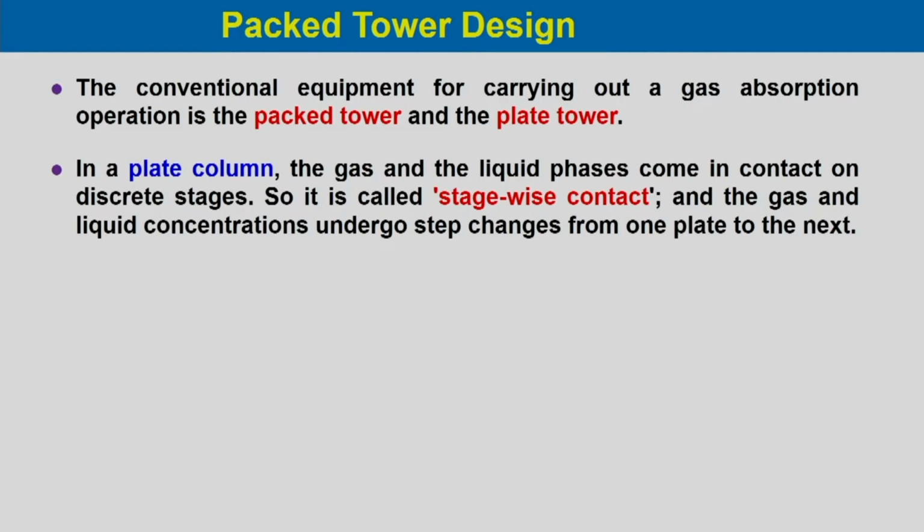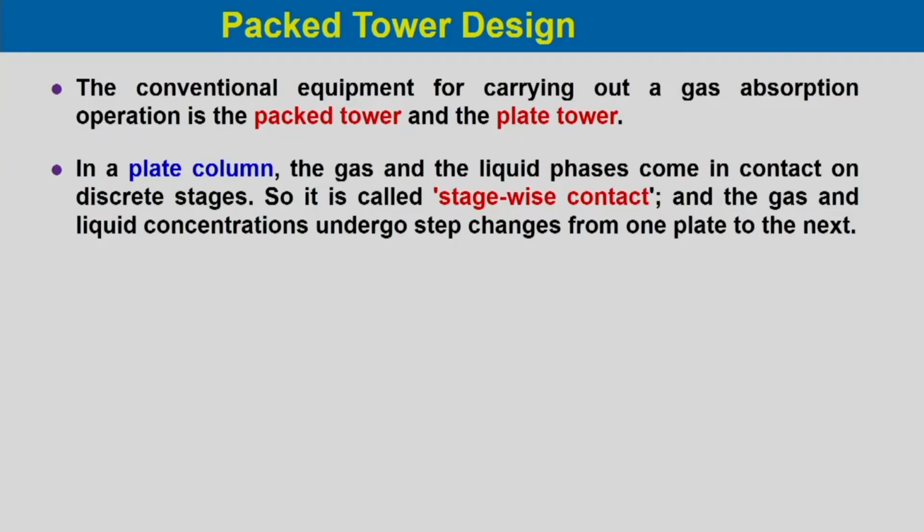So, the mass transfer happens when the gas and liquid come in contact in the stages, with respect to the liquid pool available on each stage. The transfer happens only when there is a liquid pool, and in the empty space between the trays, where there is no liquid present, there will not be any mass transfer. Again, mass transfer will happen at the next stage when there is gas and liquid contact. That is why in a plate column the contact of gas and liquid is discrete, and hence it is called stage wise contact, and the gas and liquid concentrations undergo a step change from one plate to the next plate.